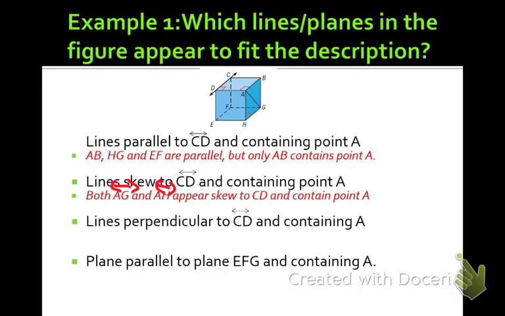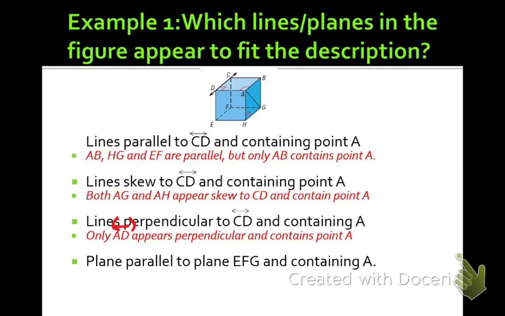Okay? Now, lines perpendicular to line CD and containing point A. Remember that we only know that two lines are perpendicular if there's a right angle box. So what we want to look at are any lines that are going to intersect CD and form a right angle. And they also contain A. So if you look, this guy right here is the only one that does that. Only AD appears, and it should be line AD. All these should be lines.